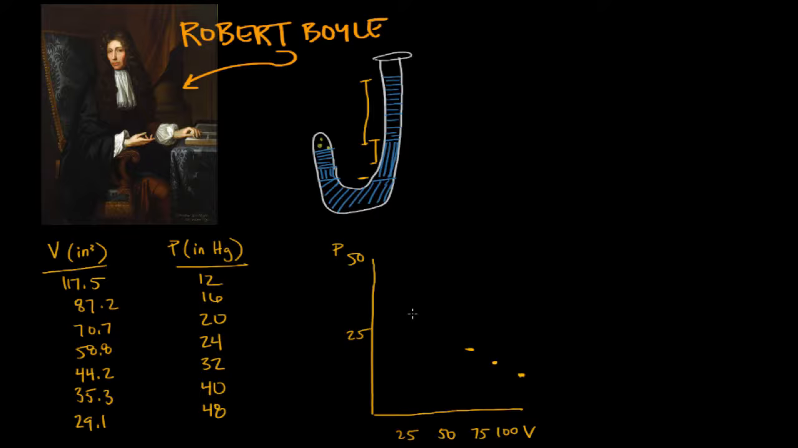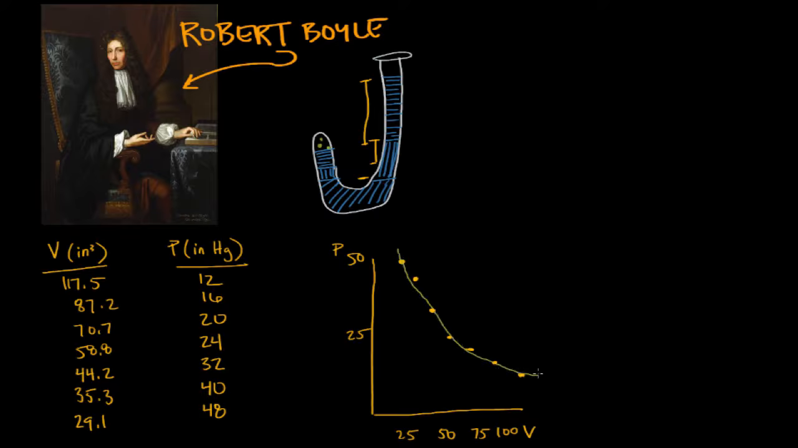And when our volume is just about 60, here we have a pressure of 24. And then as our volume goes to 44.2, we have 32-ish, that'd be about right there. And then 35.3 for the volume is about 40 for the pressure. And then right under a pressure of 58, our volume would be about 29, so about right there. And so what we have when we plot pressure as a function of volume is we have a hyperbola.